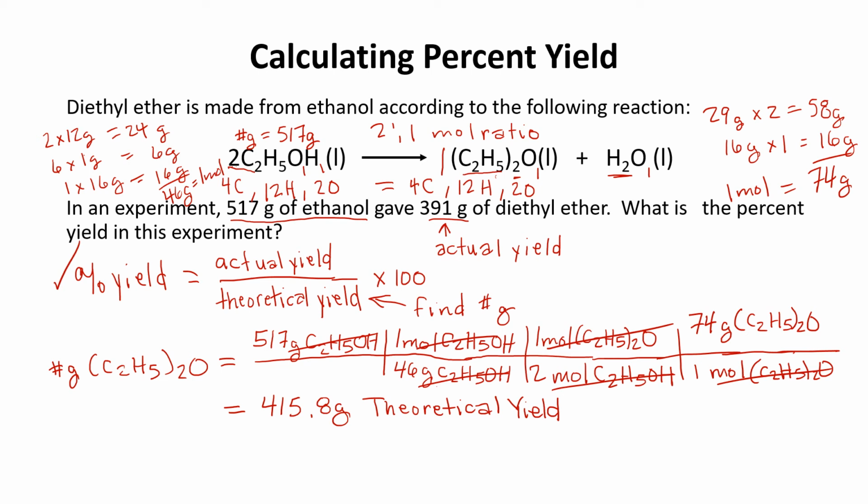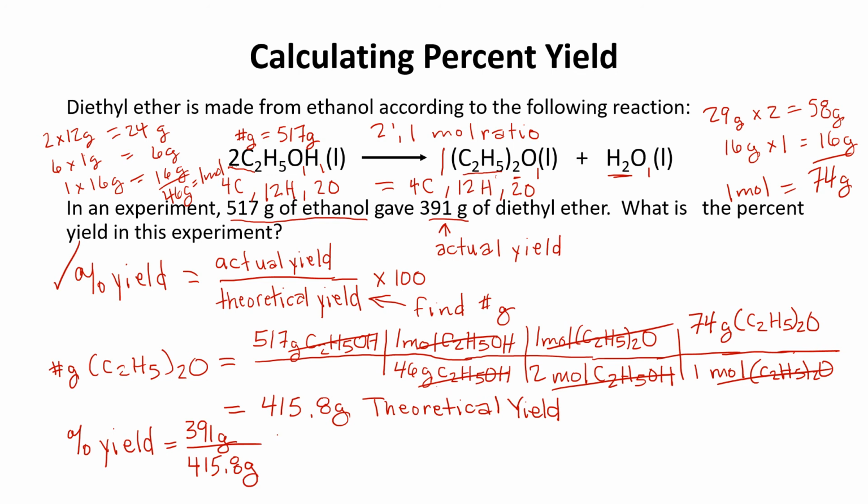Now let's calculate the percent yield. The percent yield is simply equal to our actual yield. Remember, we collected 391 grams of this diethyl ether, right? But we calculated that we could get a total of 415.8 grams. I guess I could have rounded that to 416 given the number of sig figs, but I'll hold on to this and I'll check the sig figs at the end here.